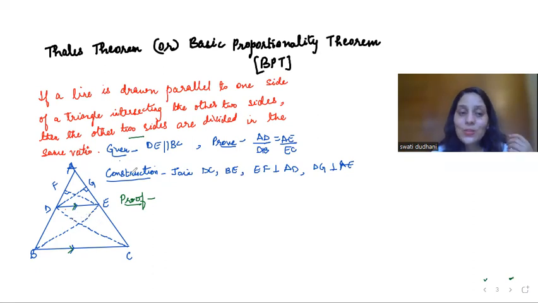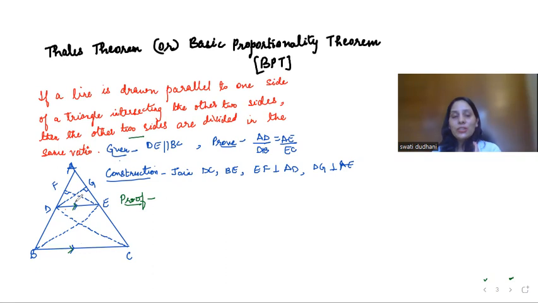So here what is given to us is DE is parallel to BC and we need to prove AD by DB is equal to AE by EC. So here we have constructed few things. We have joined DC and BE and we have dropped a perpendicular DG to AE and EF to AD.